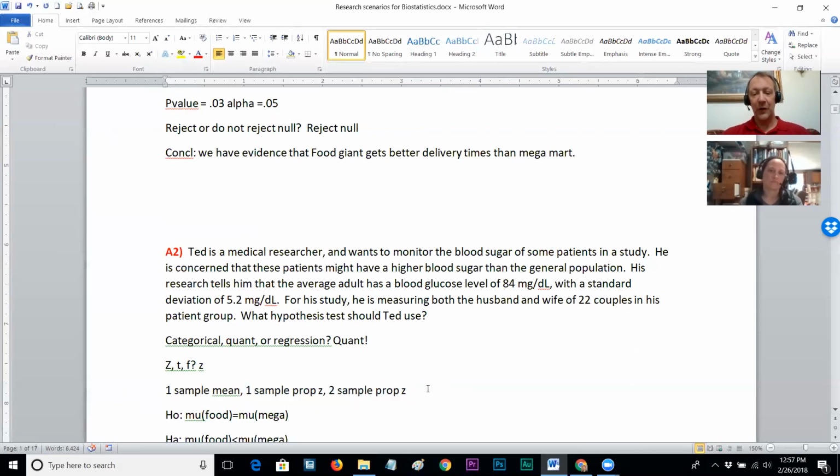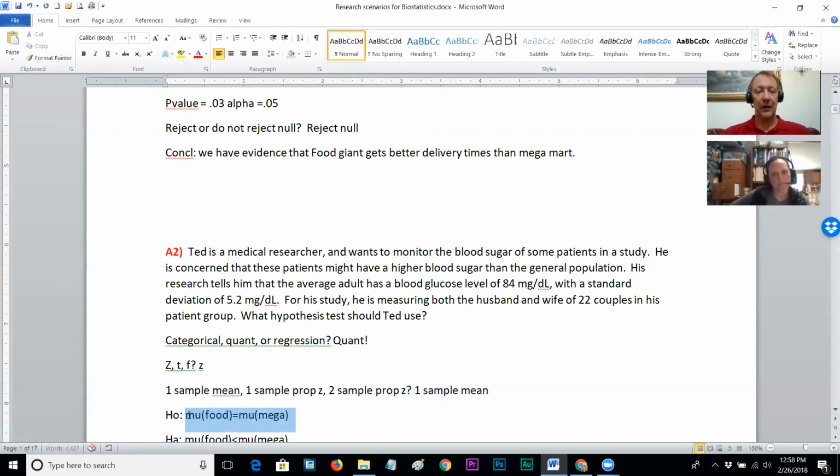So I don't want to give away too much, so I'm going to give you the choice there. What do you think this is: a one sample mean, a one sample proportion, or a two sample proportion? One sample mean. One sample mean, very good. You're doing awesome.